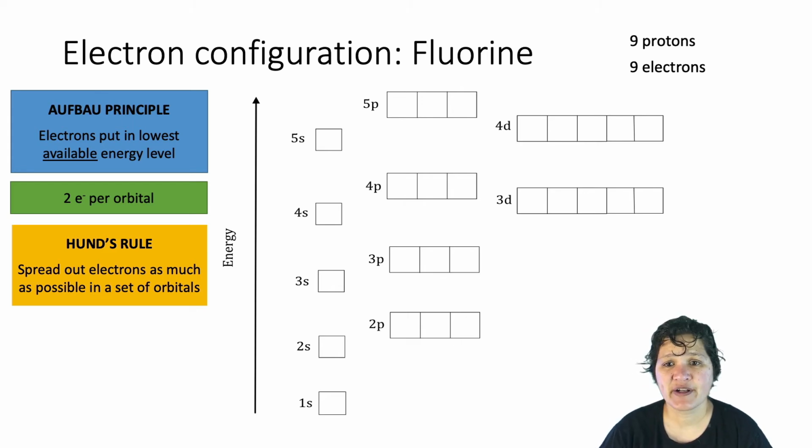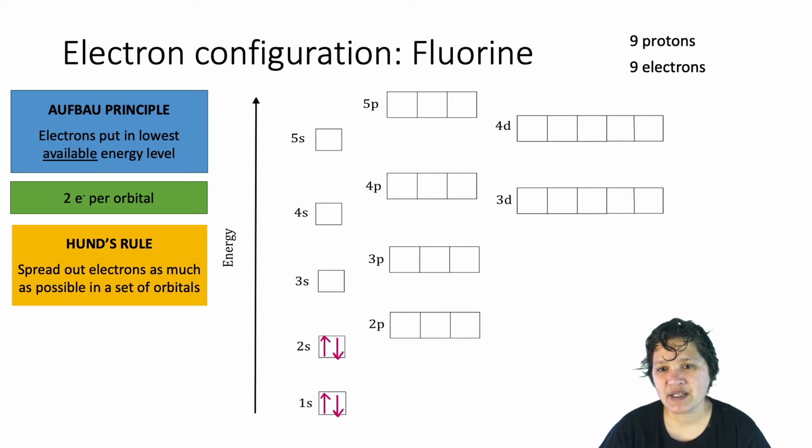Once again, we're going to start out putting electrons in the 1s orbital because that is the lowest available energy level. And again, we can put in 2 electrons so long as they have different spin values. So having placed 2 electrons, we have 7 electrons left to place. Next, we're going to place electrons in the 2s energy level. This time, we have enough electrons to fill the 2s energy level. So now we've used 4 electrons and have 5 left.